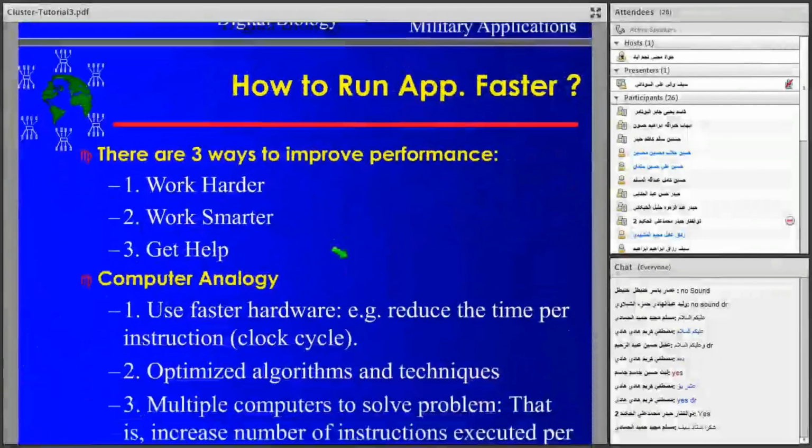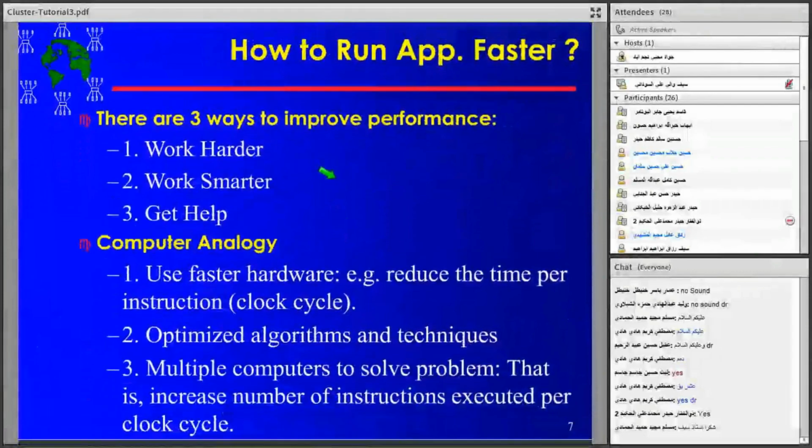For solving these applications, there are three ways to improve performance. We need appropriate systems because we need high performance. First, work harder. Second, work smarter. And third, get help. These three ways are used to improve performance.